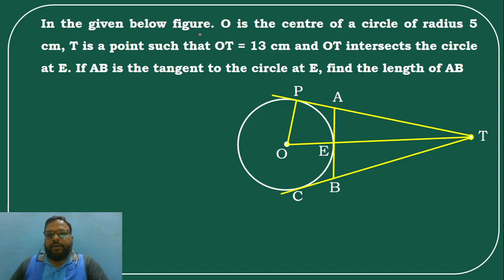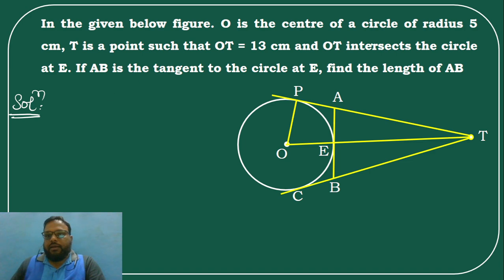In the given figure, O is the center of a circle of radius 5 centimeters. T is a point such that OT equals 13 centimeters and OT intersects the circle at E. If AB is the tangent to the circle at E, find the length of AB. This is the question we have with us. Now let us see the solution for this.